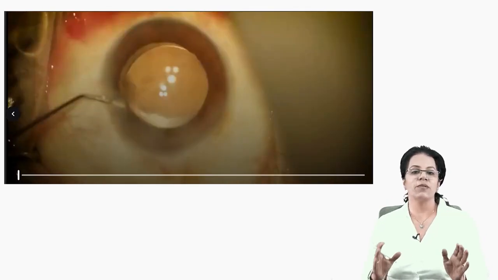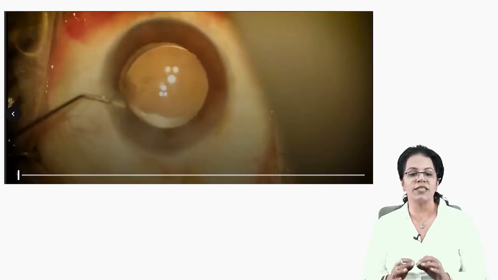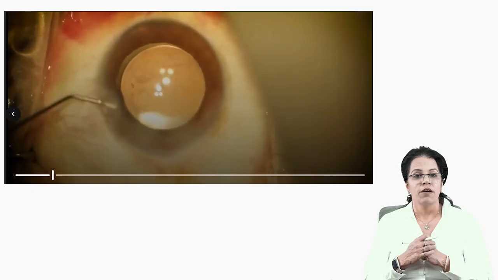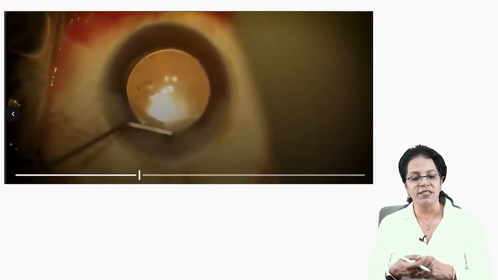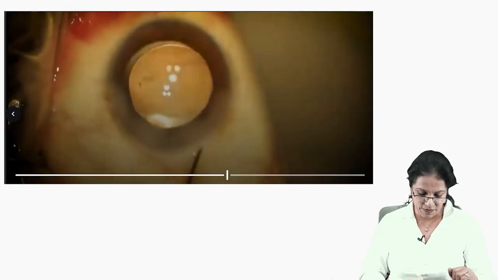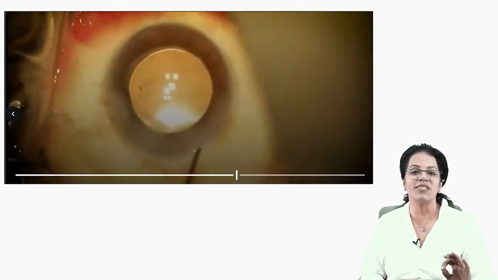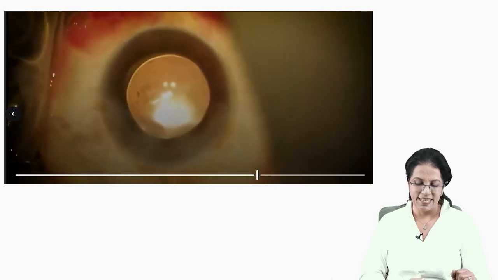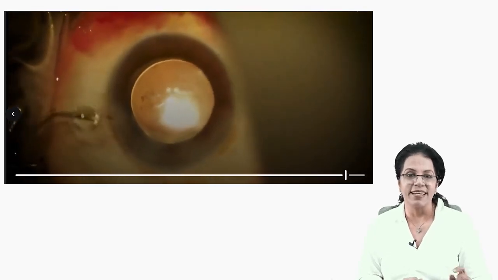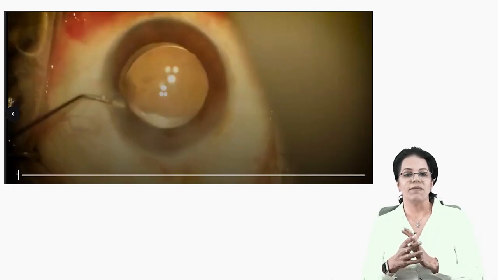Okay, lastly, you are closing all these openings with a partial hydration. Remember, with partial hydration, that is partial thickness, we are able to close it. We don't need any sutures. It's a sutureless surgery, right? Hope the steps are very clear. So this is about phacoemulsification.